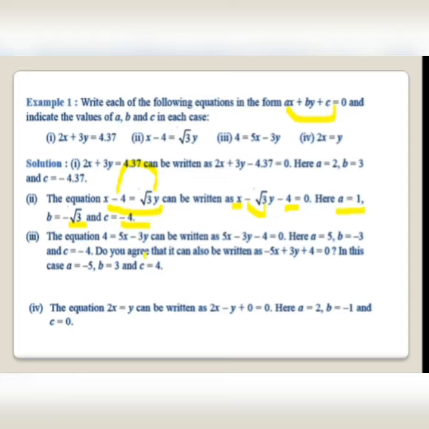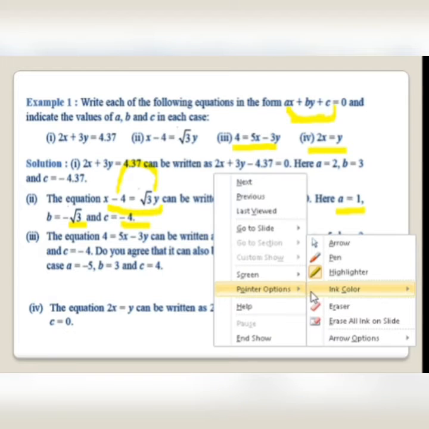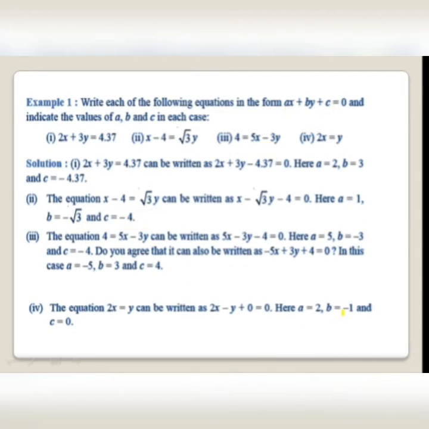Clear? These two more examples are there. Quickly see these two examples, compare them with the standard form, and immediately take out A, B, C. I am waiting for you. Quickly do it. Hopefully done now. Let's move to the next slide.